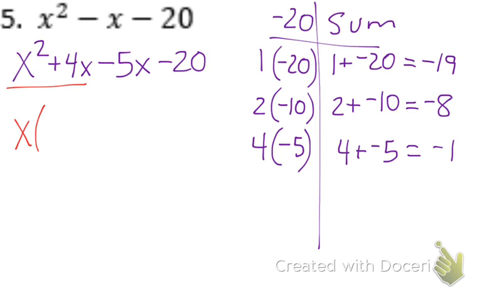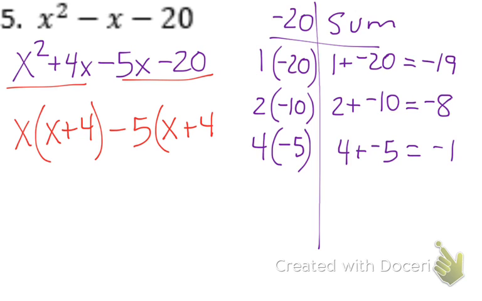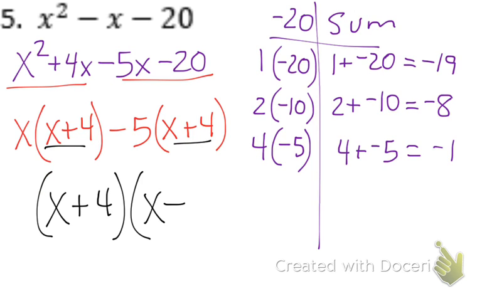Greatest common factor of the first two terms is x. Greatest common factor of the last two terms is negative 5. If you factored out a positive 5 to begin with, you'd have the wrong signs. Now we have the x plus 4 in common. We're left with x minus 5.